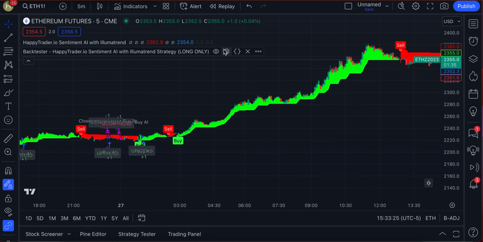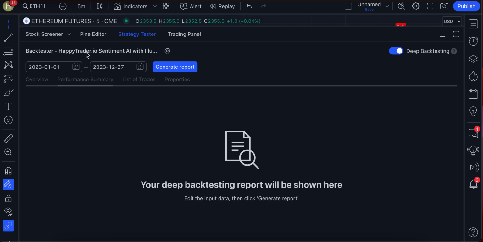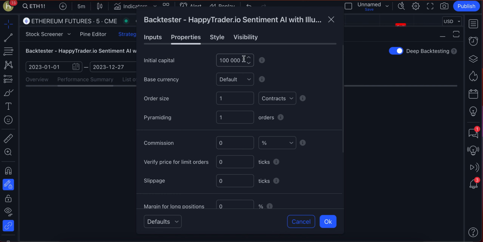So what we're going to do is go into our strategy tester, and this is using happytrader.io as far as the indicator. If you're wondering, it's Sentiment AI with a Lumitrend, our proprietary indicator, and often imitated, never duplicated. So we're going to do a small account backtest here with the CME futures.